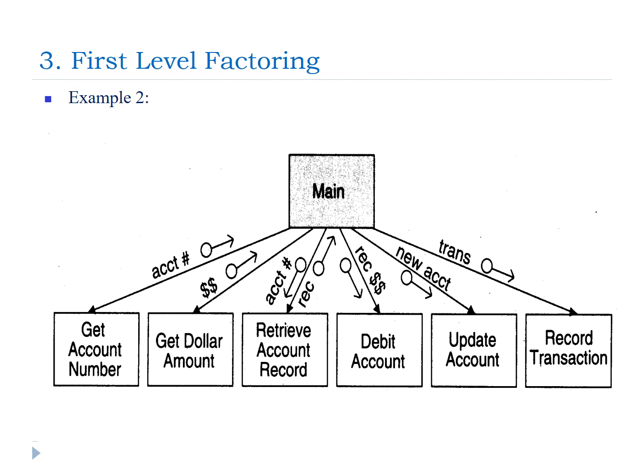This is the example for ATM. Once again, you can see the first level factoring as the main module is there, and all the rest of the modules are connected with this main module as get account number, get dollar amount, retrieve account record, debit account, update account, and record transactions. So all these processes are connected with the main module. And as usual, we have some label at each and every interconnection.